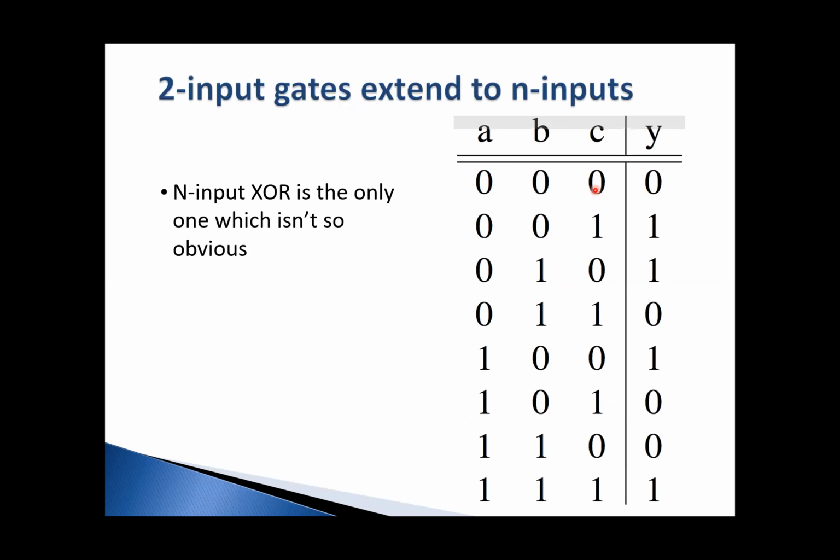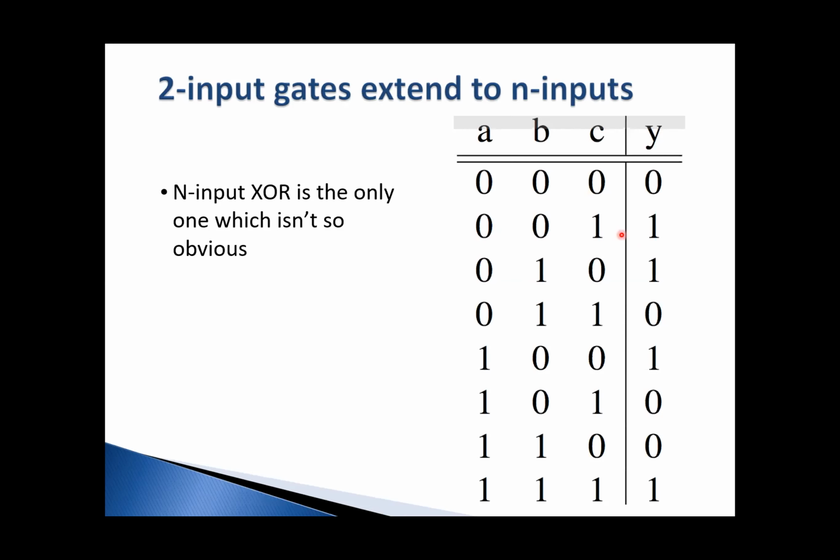Okay, so here is another example. This is the 2 input gate for exclusive OR, but I have more than 2 inputs. So how do you do exclusive OR? This is the 3 input exclusive OR logic. So what can you see here?